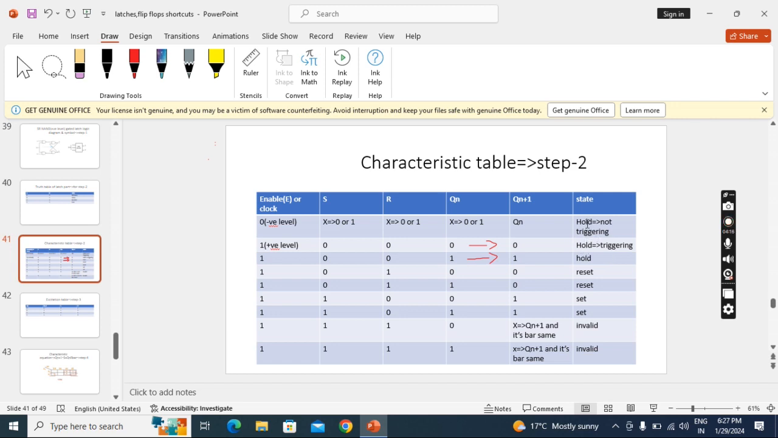This hold is happening because of no change in the circuit. No change means the circuit is not responding. It is in the previous state only. However, here it is responding, but it is giving the same output as previous. Here it is responding. That is the triggering. That is the meaning of triggering. That you have to observe.